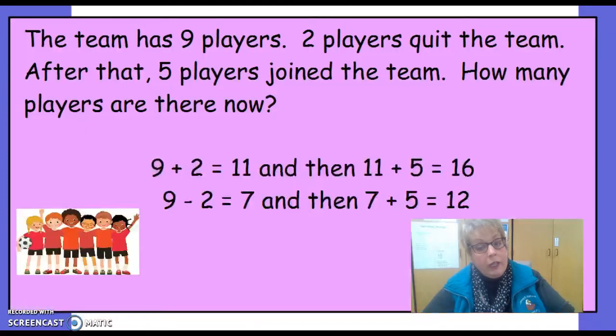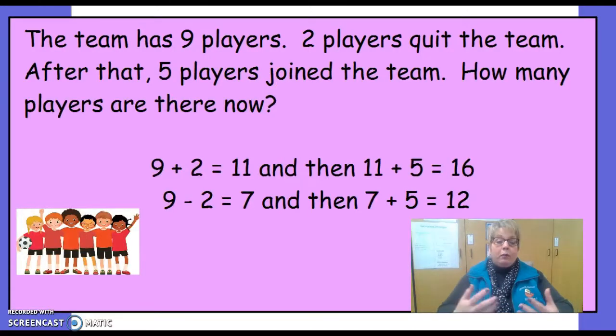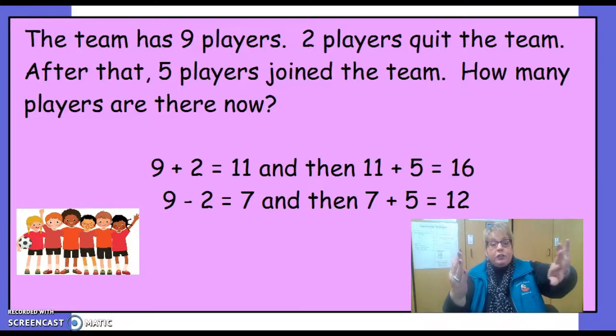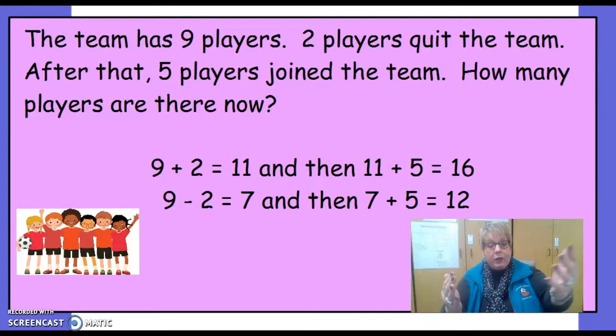Now, some number stories can get more complex and can actually have 2 steps where we have to decide whether to add or subtract. Let's do the example on the screen. The team has 9 players. 2 players quit the team. Notice that I had them go away. After that, 5 players joined the team, and you'll notice that those players come onto the team. How many players are there now?